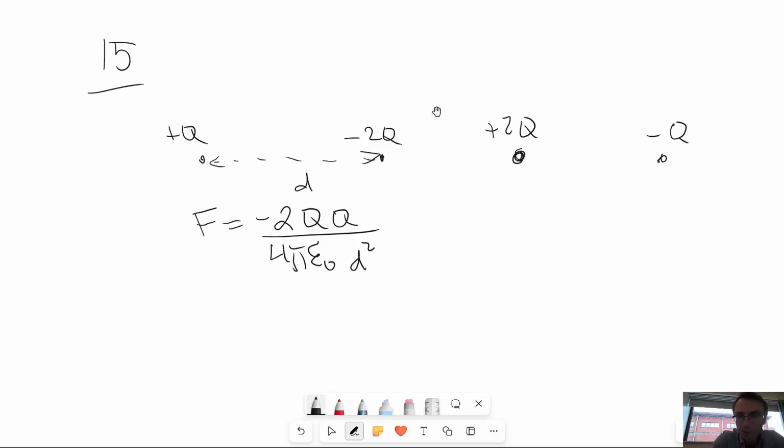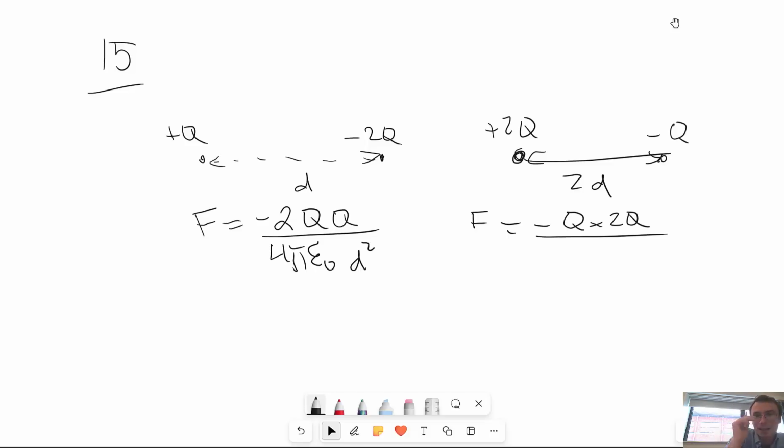And what's happening to the distance? The distance increased to 2D. This is not drawn to scale. Well, the numerator of the fraction will actually be exactly the same, because we're just going to get minus Q multiplied by 2Q, which is exactly the same as what we had before. Divide that by the distance, divide that by 4 pi epsilon naught.